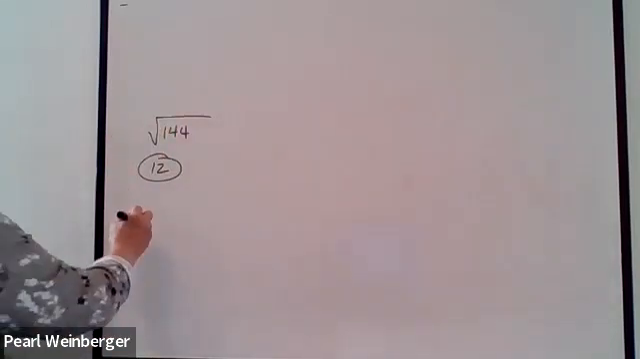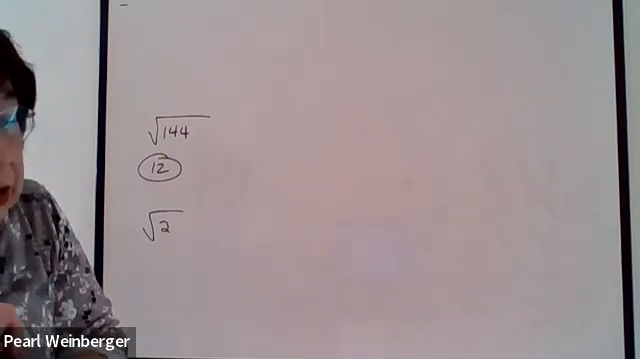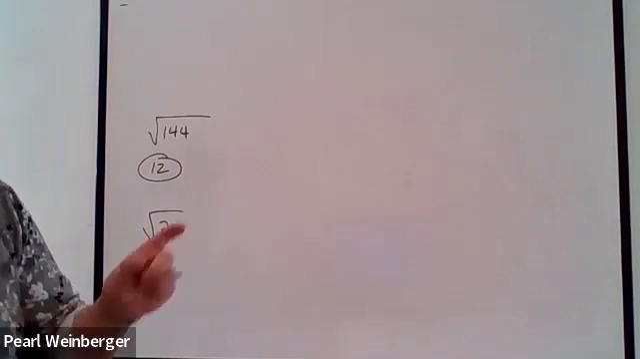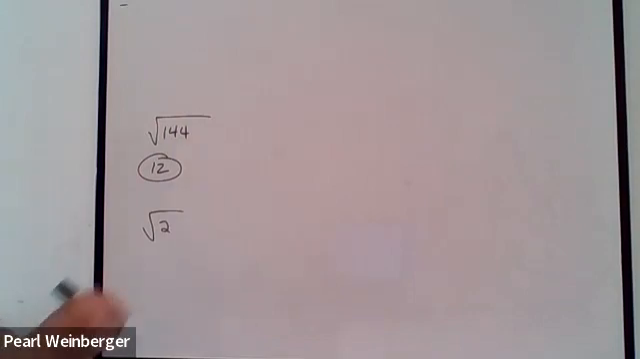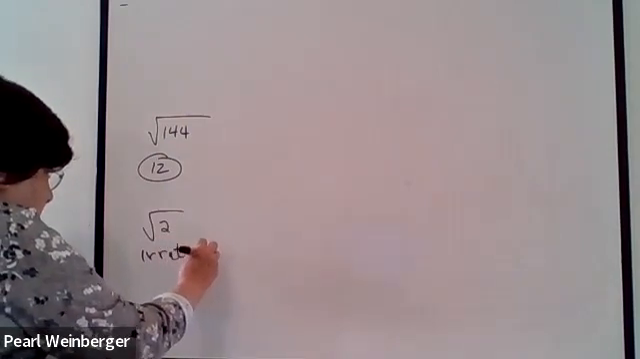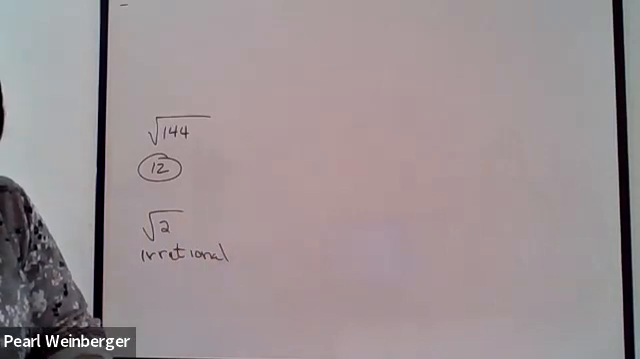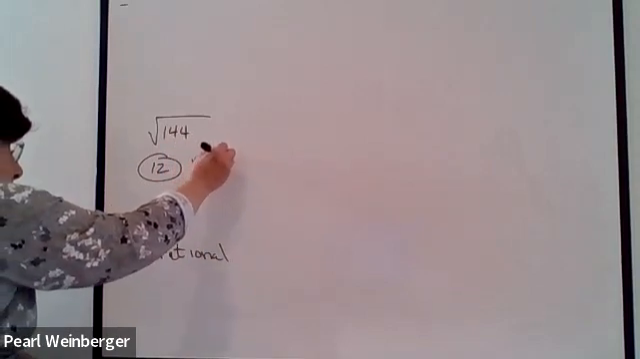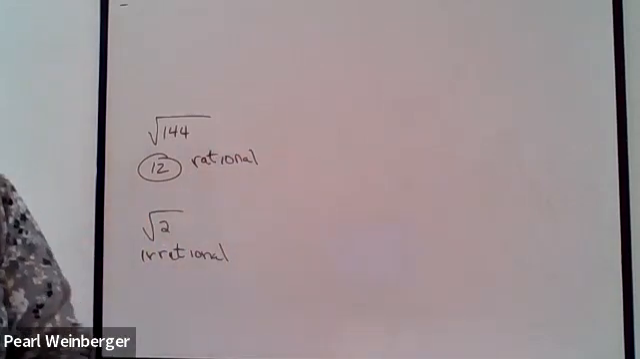But if you do something like just the square root of 2, and you stick it into your calculator, you're going to get this long decimal. It'll fill up your whole calculator, as many spaces as your calculator has. That is irrational. 2 is not a perfect square. There's no regular number that when you multiply by itself will give you 2. So this one is rational, and this one is irrational. Okay.